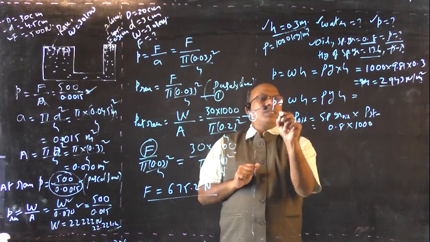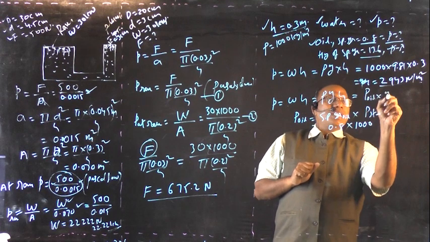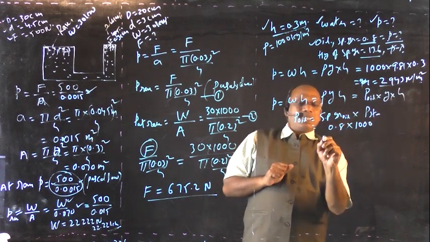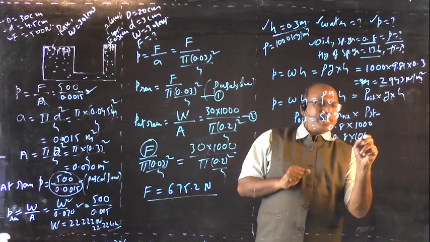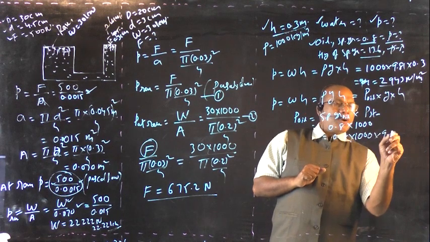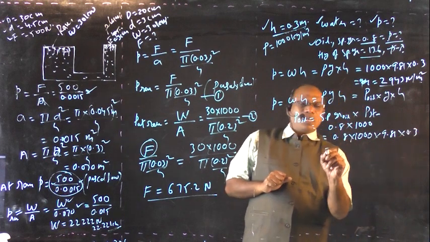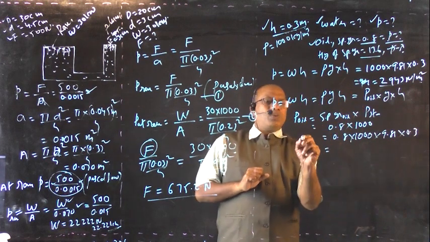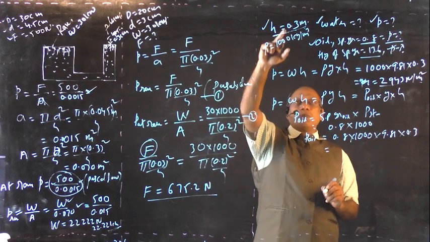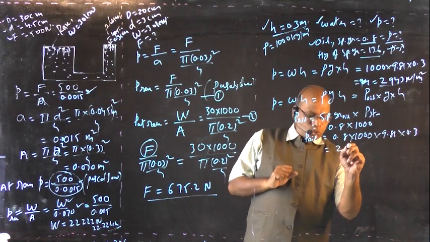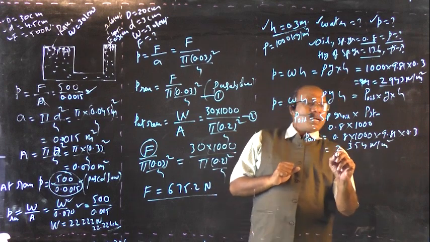Therefore, this is equal to rho, density of oil, into G into H. This is equal to 0.8 into 1000 into G value 9.81 into H, that is equal to 0.3 meters. Therefore, the pressure intensity P because of the oil column of 0.3 meters is equal to 2354 Newton per meter square. Right, this is the pressure intensity.